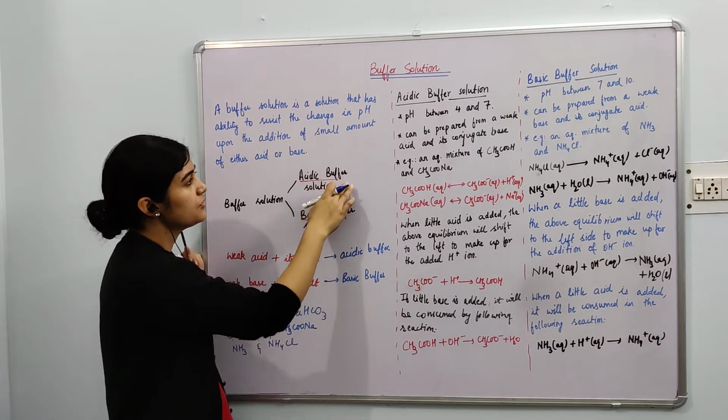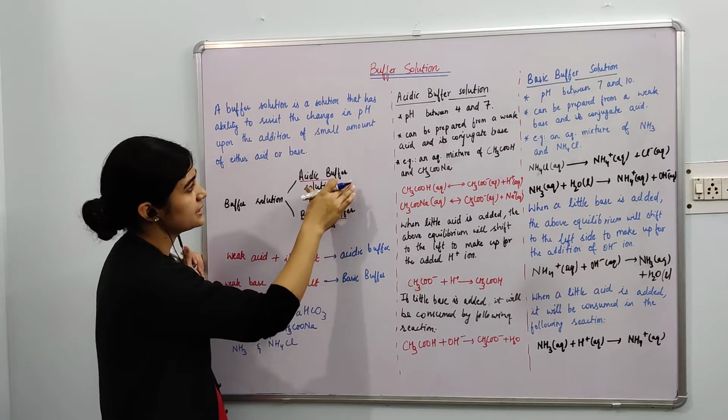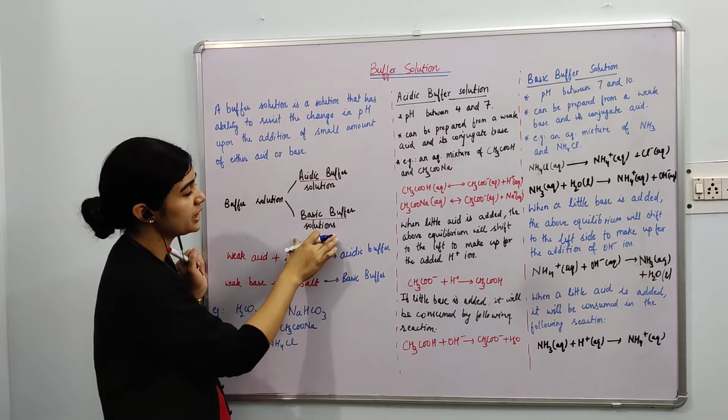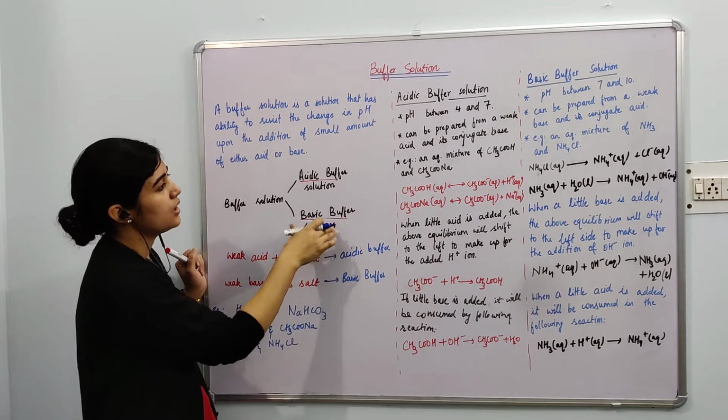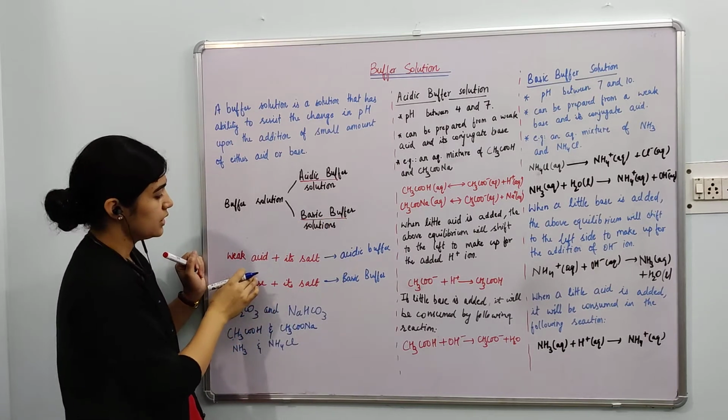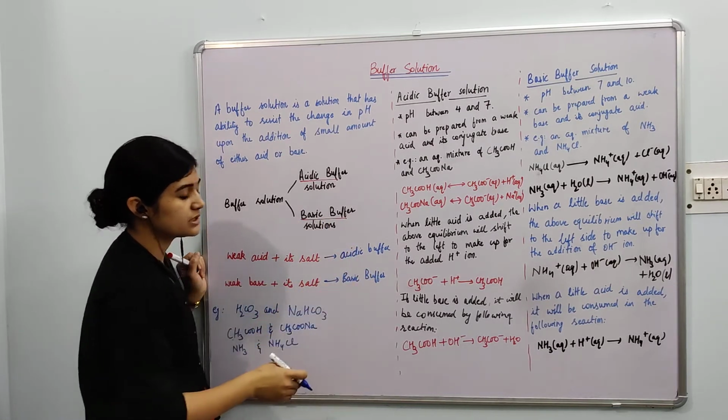If you have to maintain the pH in the acidic range, then you will have to use the acidic buffer solution. If you have to maintain the pH in the basic range, then you will have to use the basic buffer solutions. Now, how are the acidic and basic buffer solutions prepared?